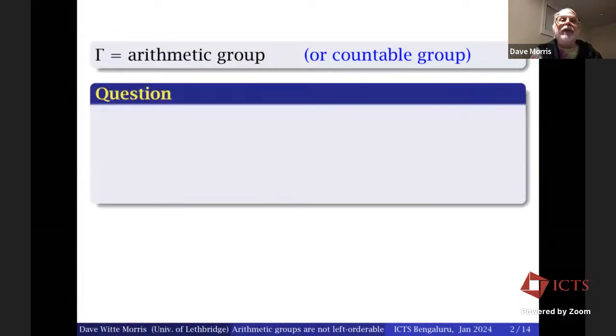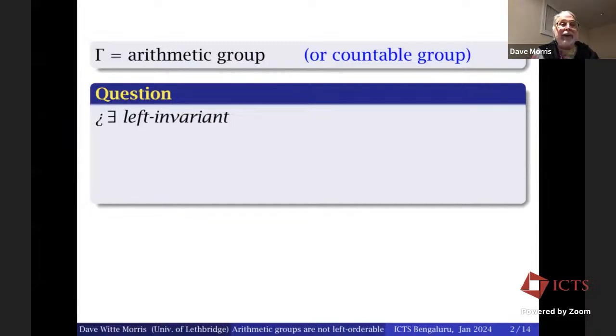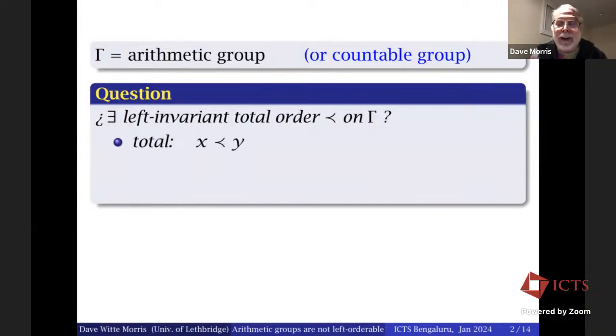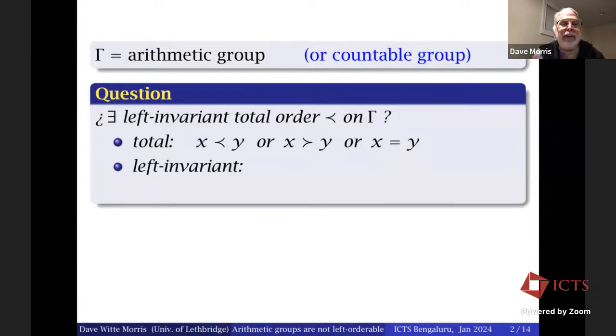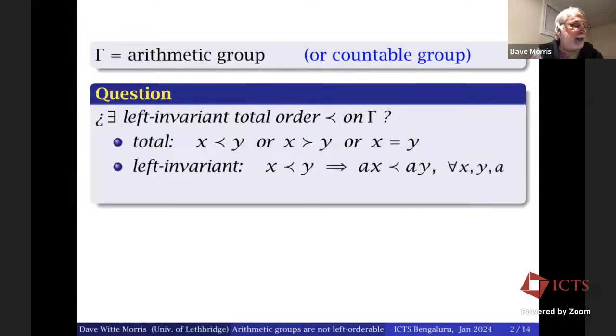The question I'm going to talk about is whether there exists a left invariant total order on the group gamma. Let's call that order lambda. Let me explain what that means. To say it's a total order means that for all x and y, either x is less than y, or x is greater than y, or x is equal to y. So it's not a partial order. For every x and y, they're comparable. And left invariant just means that if x is less than y, then it's invariant under multiplication on the left. So ax is also going to be less than ay for all x, y, and a.